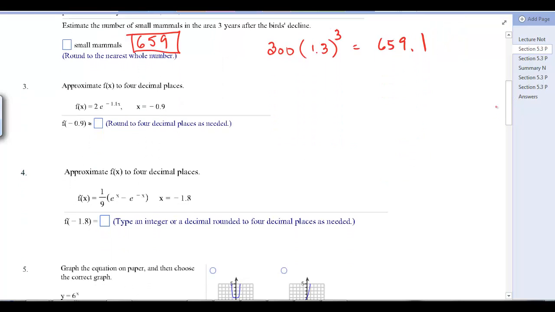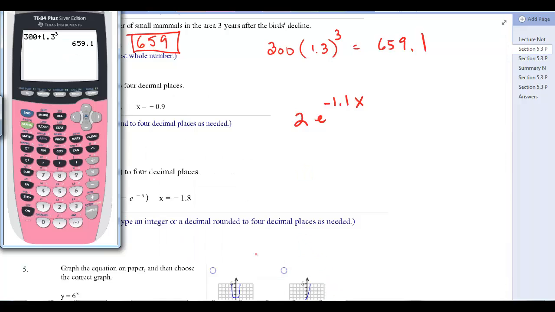Okay, approximate f of x to 4 decimal places. And we're given 2e to the negative 1.1x. Okay, and so we can do this on our calculator. Clear. We're going to do 2. Now to get the e, remember we're going to go to second ln. All right, 2e raised to negative 1.1 times negative 0.09, and that's all up in the exponent.